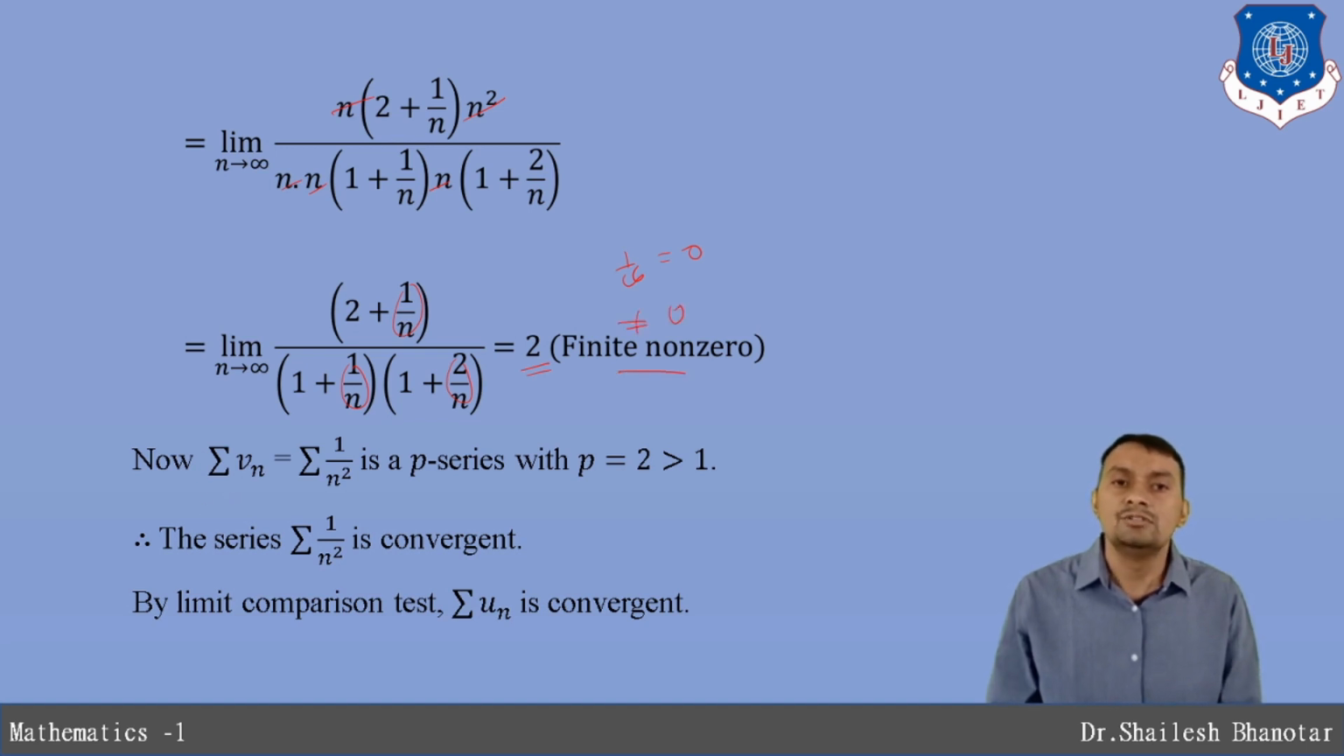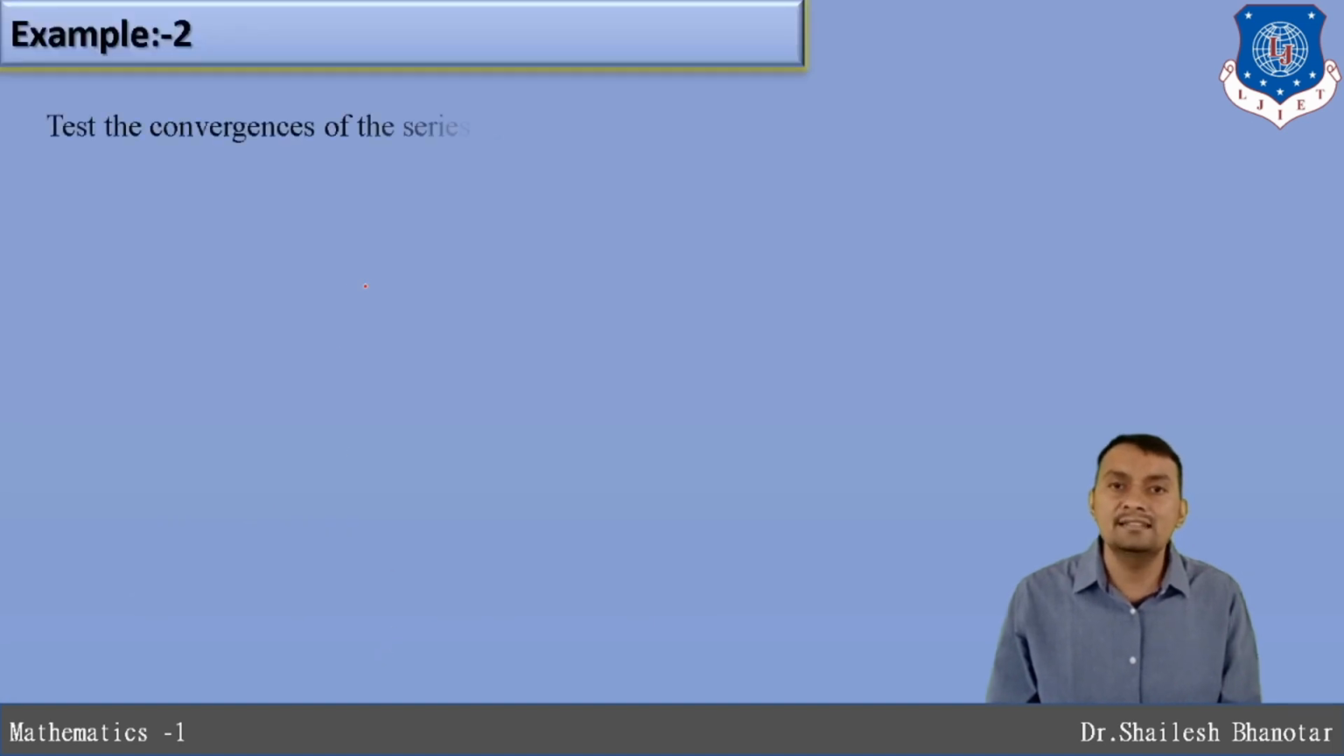So we can conclude that the series un and the series vn converge or diverge together. The series vn, that is the series 1 divided by n square, is convergent because of the p-series test, and therefore the given series will be convergent by the comparison test. Let us understand one more question.